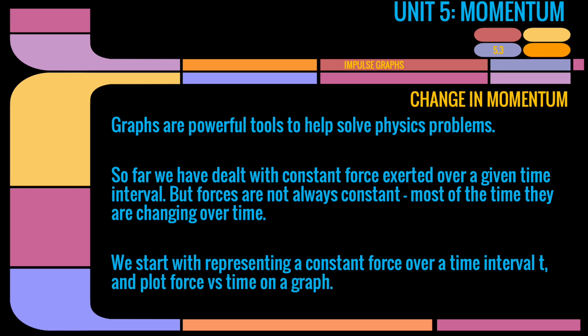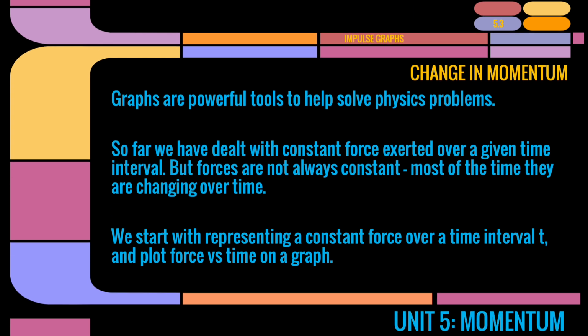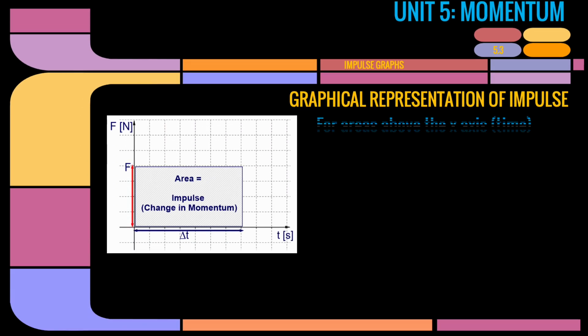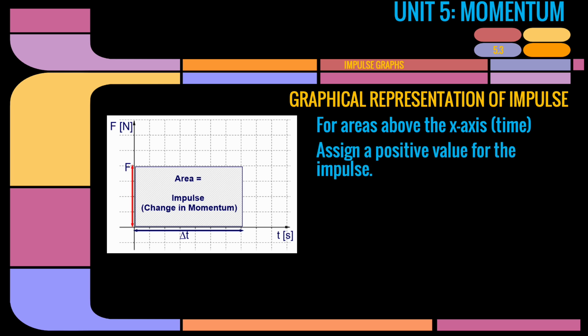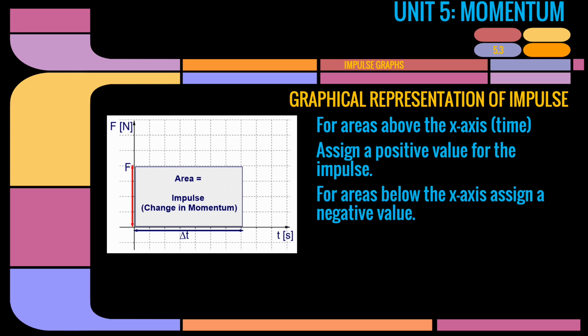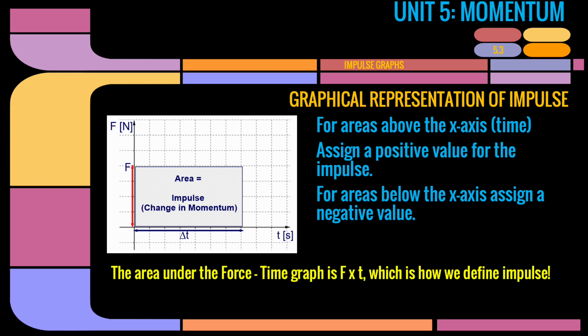So we'll start off with a constant force. I'm going to sketch the graph here. On this one, for areas above the x-axis, this is the time. We assign a positive value for the impulse. So much like displacement and work, this positive area means a positive change in momentum in this case. Areas below the x-axis, we assign a negative sign. The area under the force-time graph is force times time, which is exactly how we define impulse. So the area under the force-time graph is impulse.